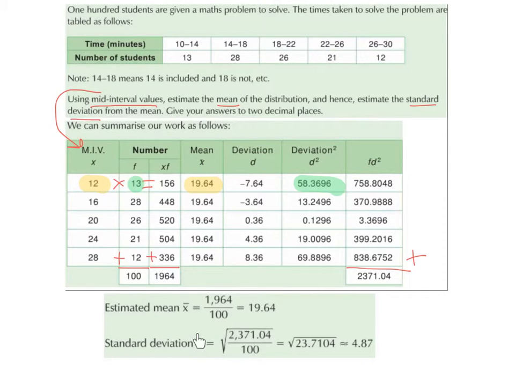And then for the standard deviation, we're going to square root the number that we have at the end here, 2371.04. But that has to be divided by 100, which is the total frequency. So 2371.04 divided by 100 is 23.7104. And then we apply the square root and we round our answer off to 2 decimal places, giving us 4.87.